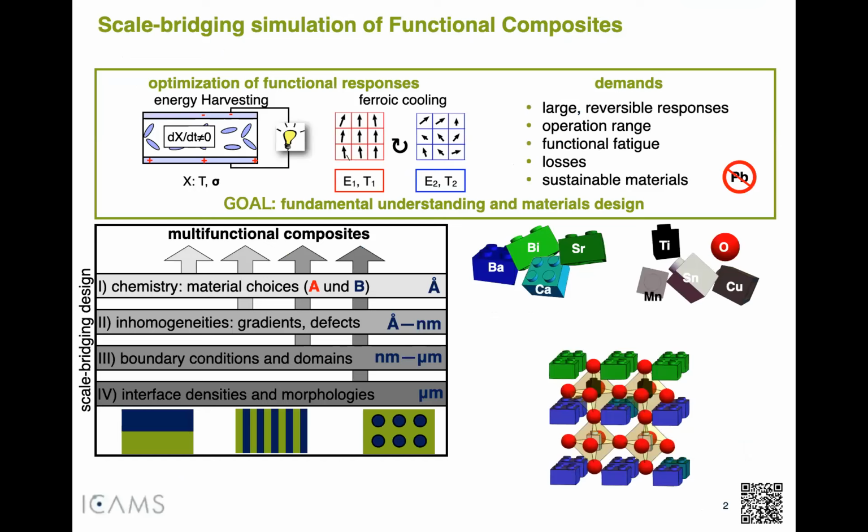In the group, our main goal is to contribute to the optimization of the functional properties in ferroelectric materials, for example for energy harvesting or caloric cooling. So to have large and reversible responses, control losses and functional fatigue, and in the best case these properties in sustainable materials. We address the material on different scales, starting from the choice of the element, for example in a perovskite structure, up to interface densities and morphology. But the main focus at the moment is on the range of inhomogeneities, defects, and domain walls.